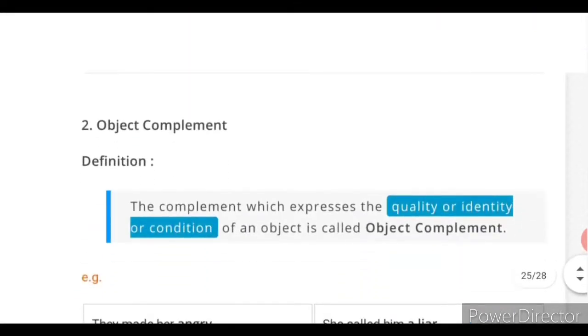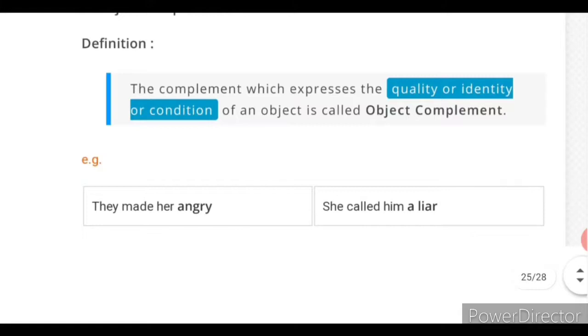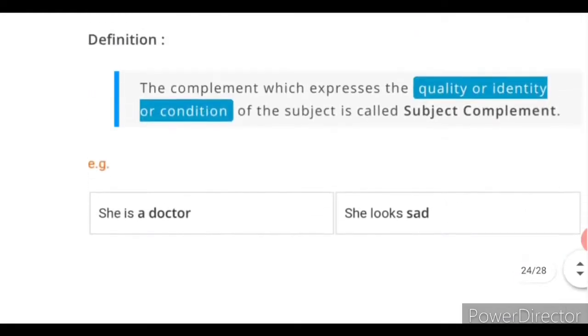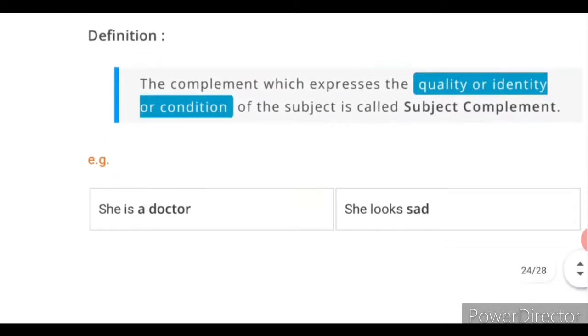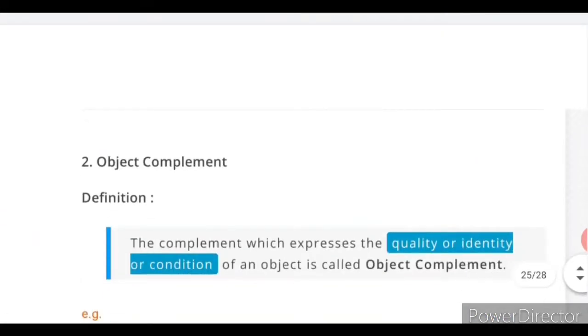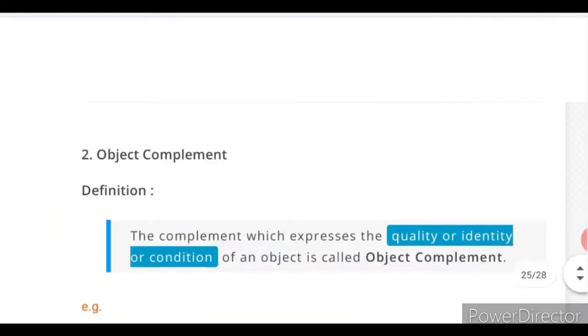If the complement expresses the quality or identity or condition of the object, it is called the object complement. She called him a liar, they made her angry. Okay children, so this is all the subject complement and that is the object complement. Subject complement is nothing but if it expresses the quality, identity or condition of the subject, that is called the subject complement. If the complement expresses the quality, identity or condition of the object, it is called the object complement.